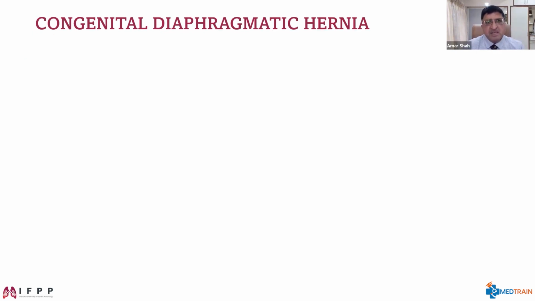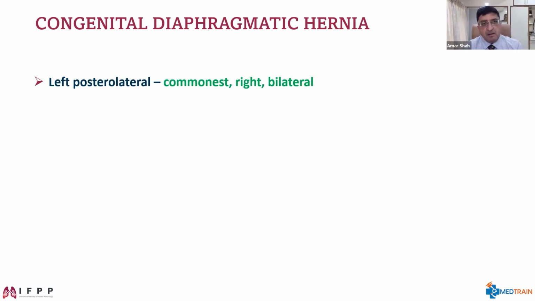dysplasias. Just a quick 2 slides for congenital diaphragmatic hernia, because this is an important pathology which cannot go without discussing when we are discussing pulmonary hypoplasia. So I've just kept 2 slides of congenital diaphragmatic hernia here. Congenital diaphragmatic hernia can be of 3 types. The left posterolateral, which is the commonest. However, it may be seen on the right and bilateral. The anterior type, which is called Morgagni, and hiatus hernia.